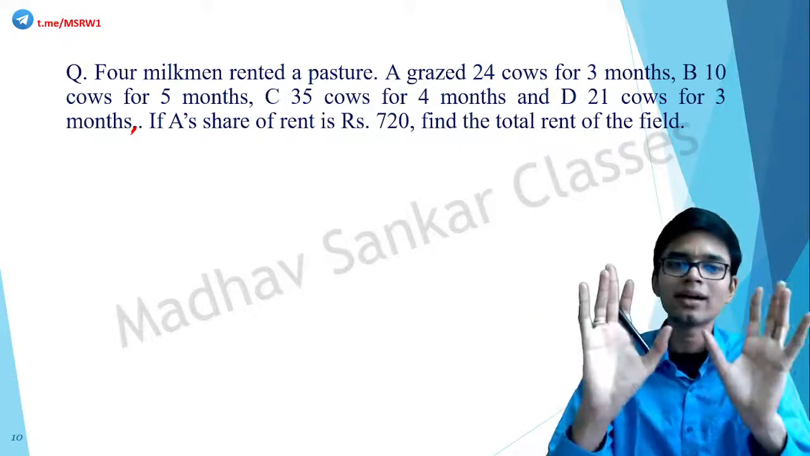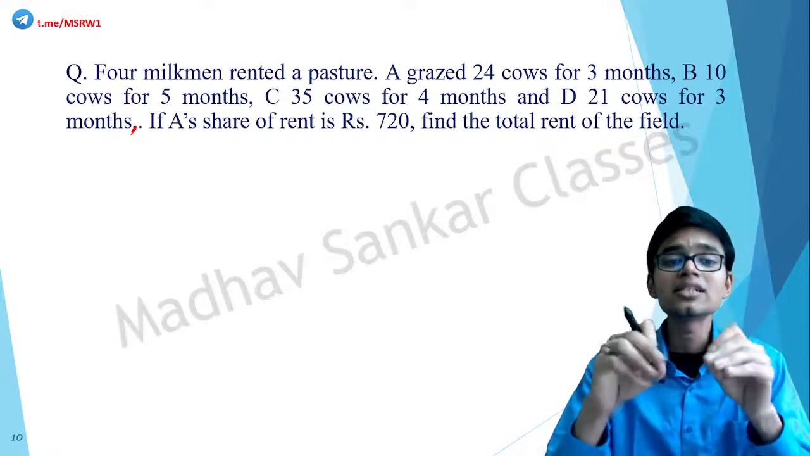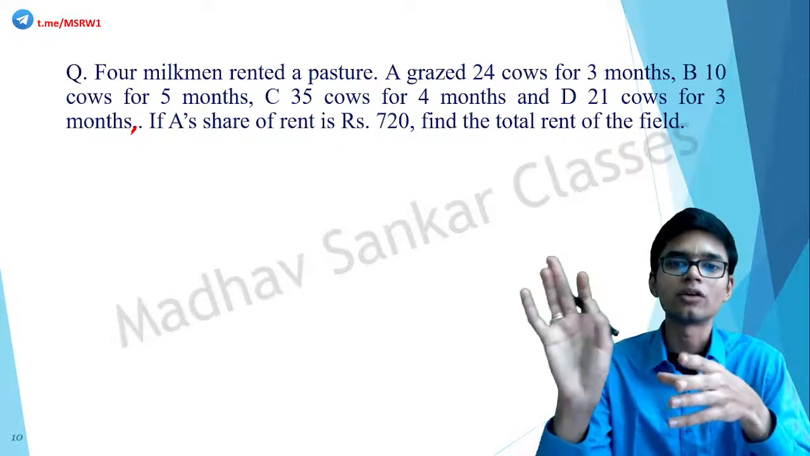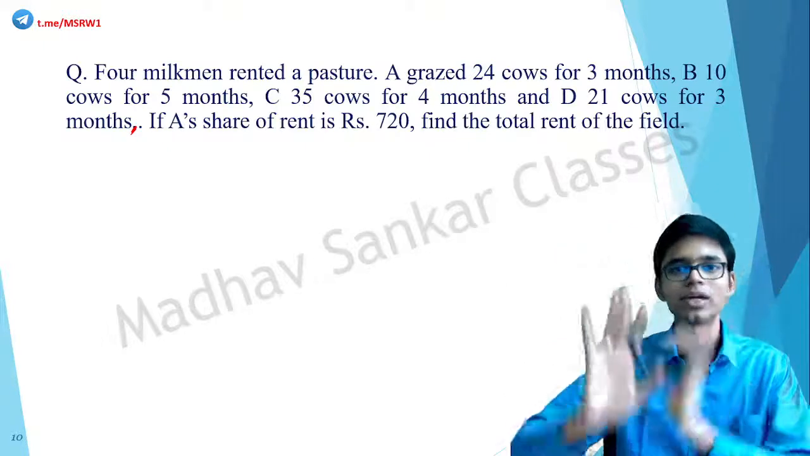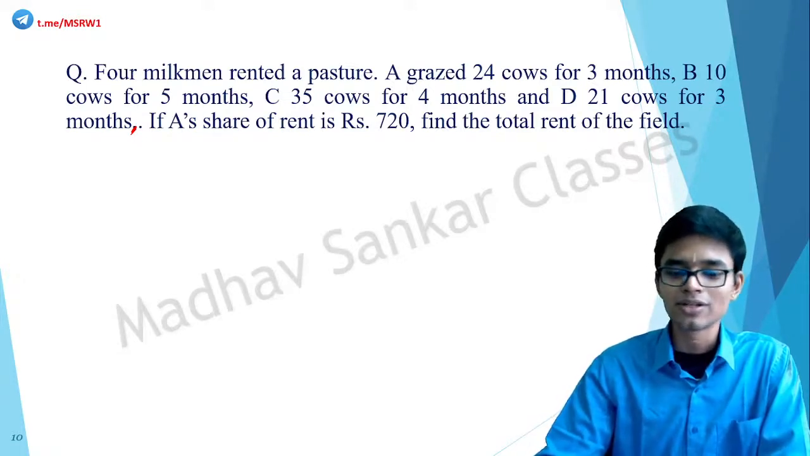Now this pasture land has some rent, correct? A's share of rent was 720. Then find the total rent of the field. So we have to find the other shares and add them together. That's it. Same procedure, same question, which is ratio of capitals. Okay, so let's do it.